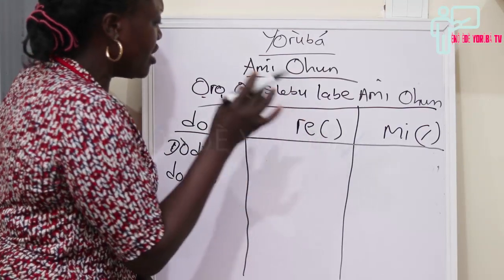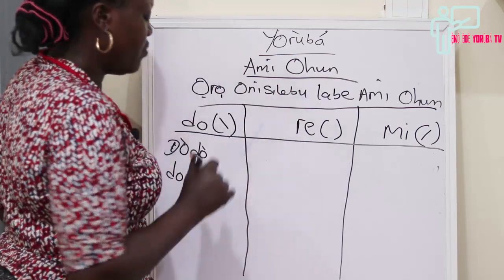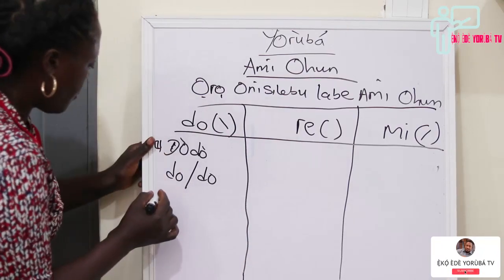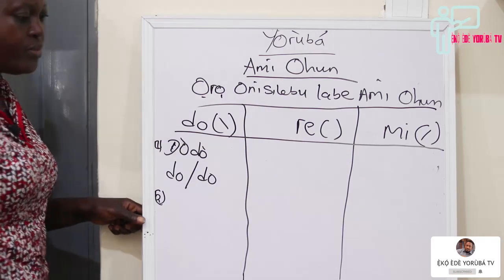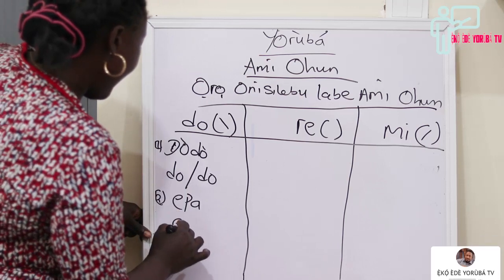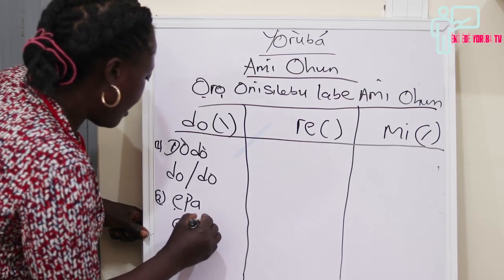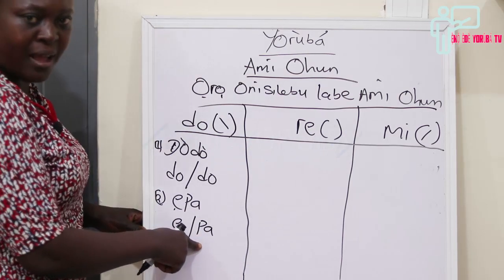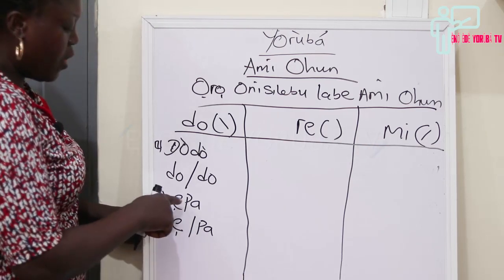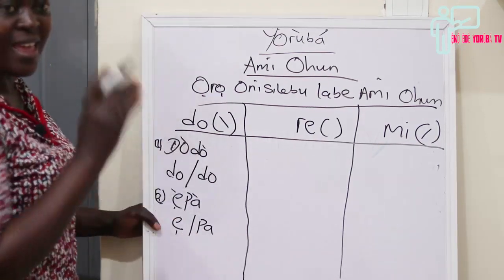So now I've told you this one is re. We have examples. Let's finish with this one. This is number 1. Number 2, I have epa. What is epa? Groundnuts. This is epa.